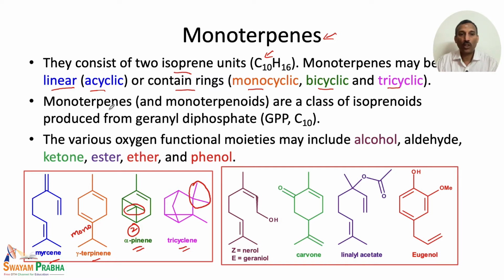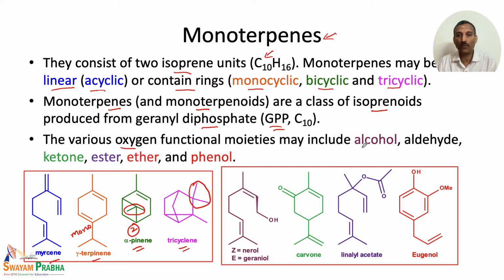And when we talk about monoterpenes as well as monoterpenoids, terpenoids means they contain oxygen additionally. These are basically the isoprenoids produced from geranyl diphosphate, or GPP. We will look at the biosynthetic pathway a little later. And all these monoterpenoid compounds contain various oxygen functional moieties.